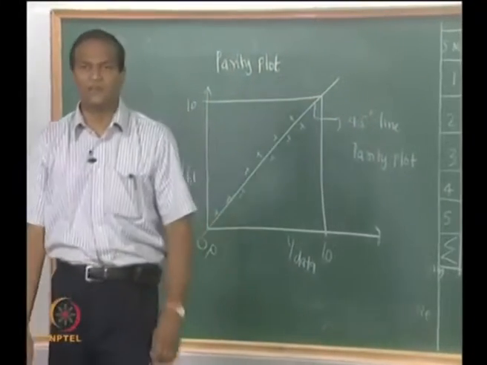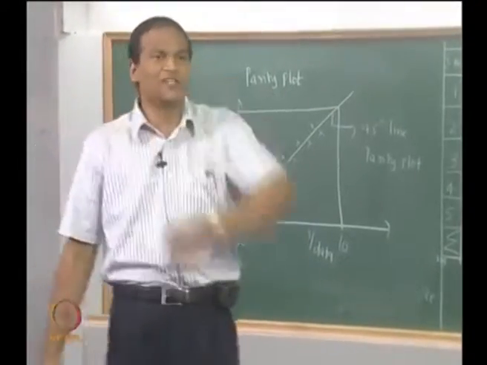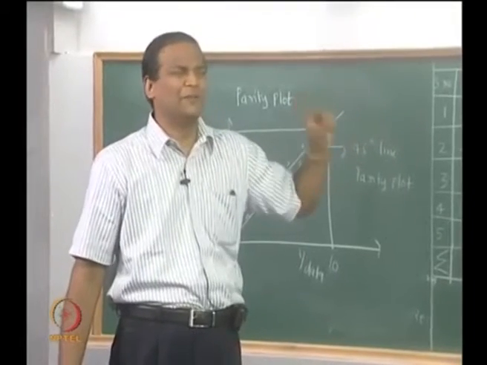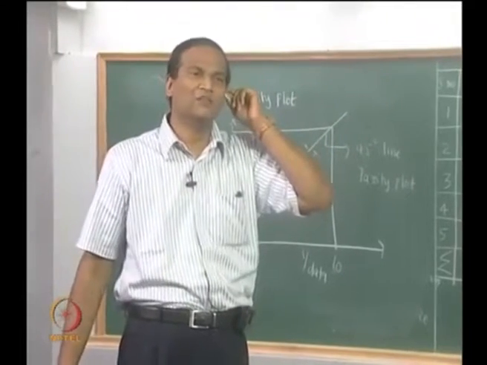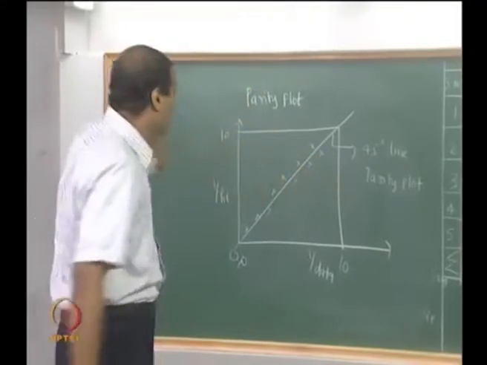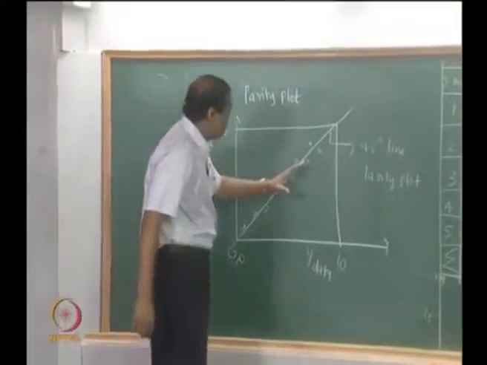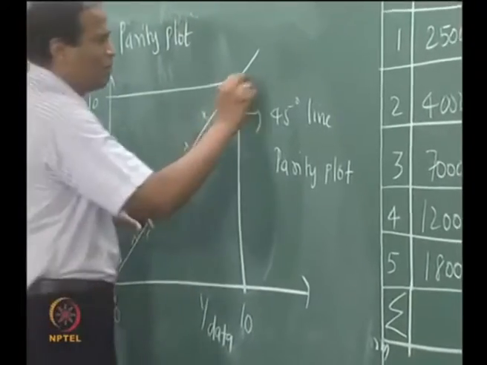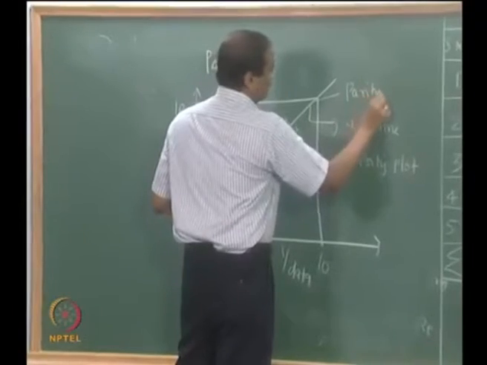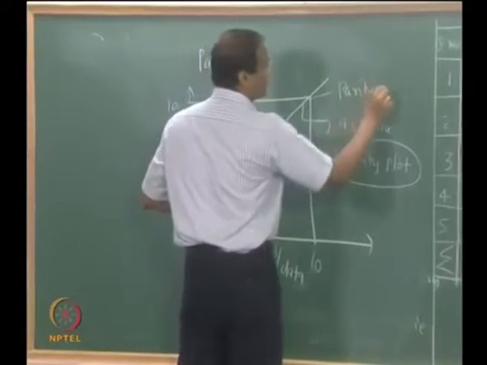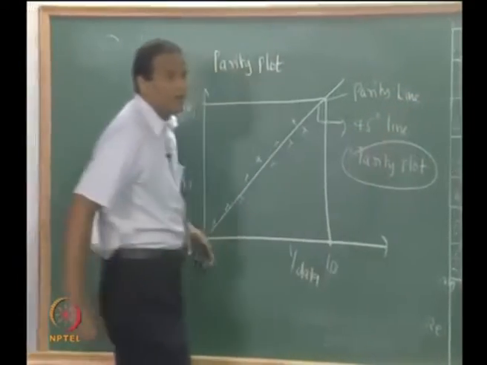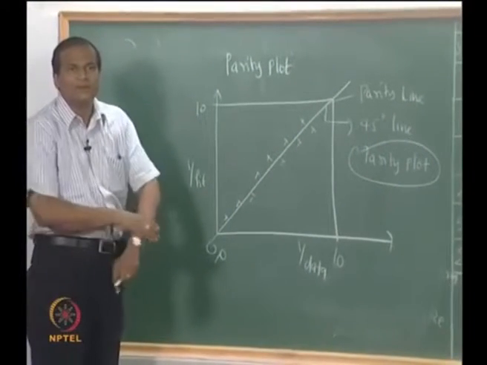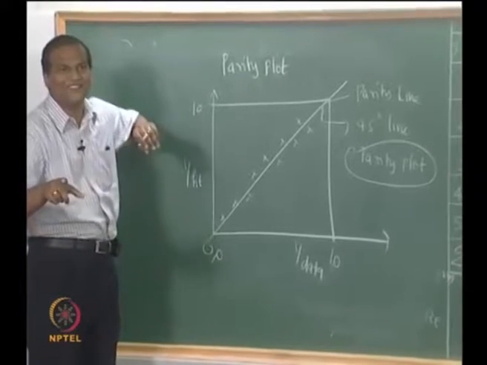When you write your project reports, or when you do research and write a research article, there is also another way of graphically depicting the relationship between the y data and the y fit using this way. So the points must be equally spread on both sides of the 45-degree line. This 45-degree line is called the parity line, and this whole thing is called the parity plot. If all the points lie on this parity line, it is incredible. That means it is doctored data.